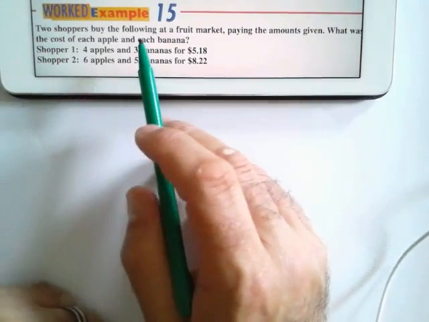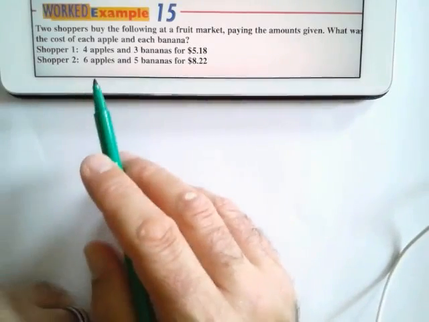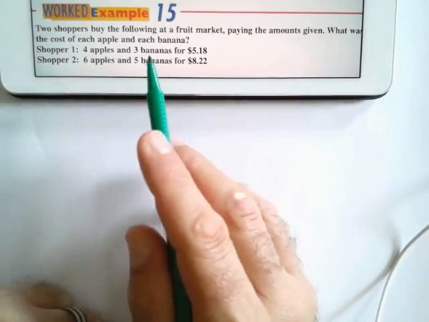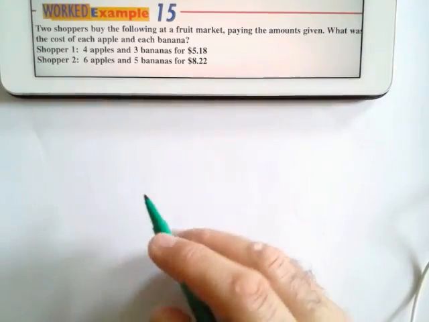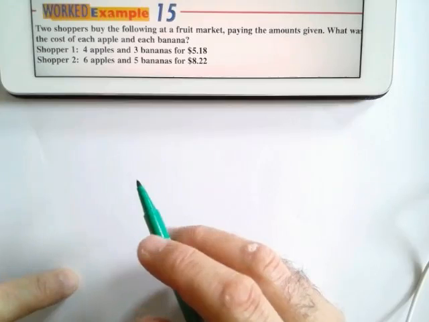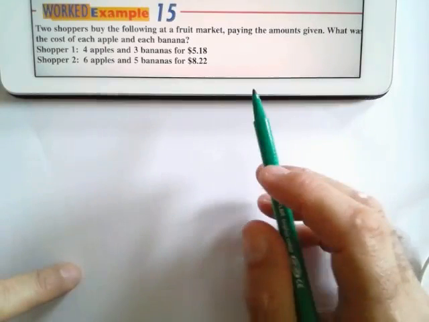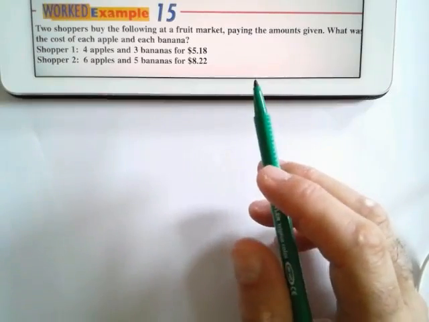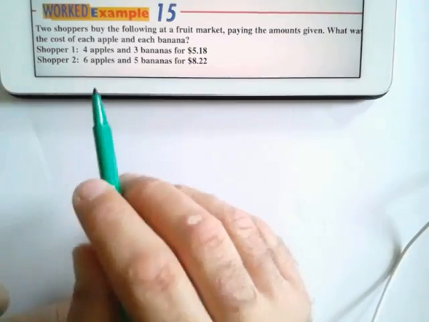Two shoppers buy the following at the fruit market. Paying the amounts given, what was the cost of each apple and each banana? Now with these worded problems, you need to start with a statement. So you have to start by calling variables for the unknowns. Your hint will always be in the question: what was the cost of each apple and each banana?